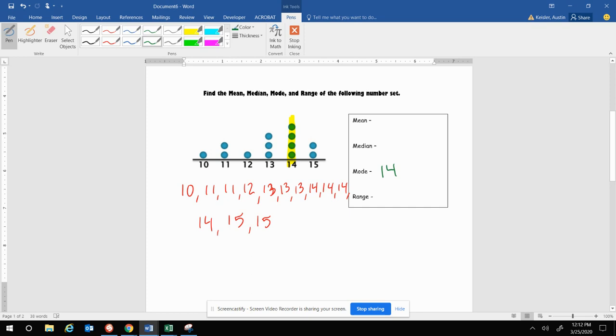The range is the second easiest one. So if I look right here, my biggest number and my smallest number are 15 and 10. Range is the difference between the biggest and the smallest. So 15 minus 10 is 5. And then I can use the same way that we talked about earlier to find the median. I'm going to just kind of dot until I get to the middle.